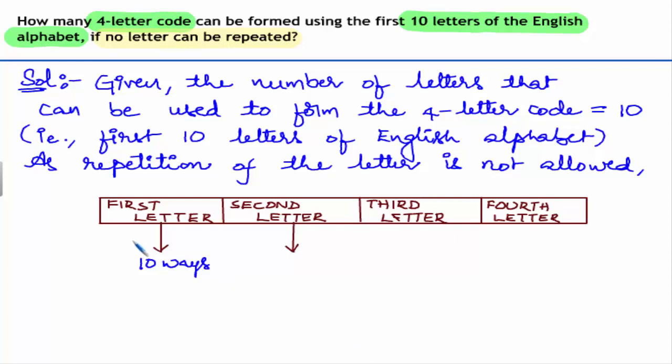Since the first place is occupied by any one of the 10 letters of English alphabet, the second place can be filled with any one of the remaining 9 letters of English alphabet in 9 ways. Since repetitions are not allowed, this third place can be filled in 8 ways. In a similar way, this fourth place can be filled in 7 ways.